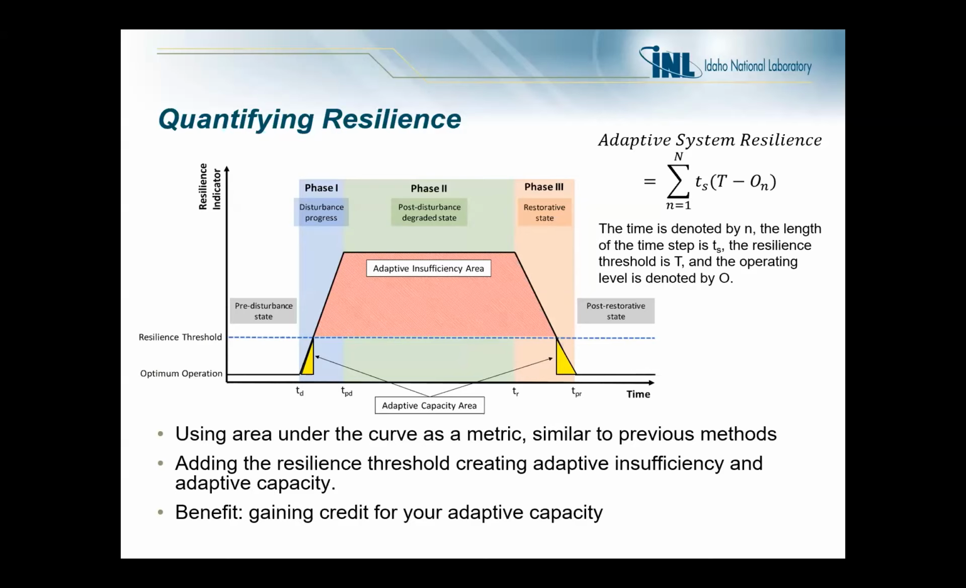And so you very simply add these two areas together to determine your resilience value. Ideally you want that resilience value to be positive, or you could set different amounts that would determine whether or not that system has the resilience that you need.